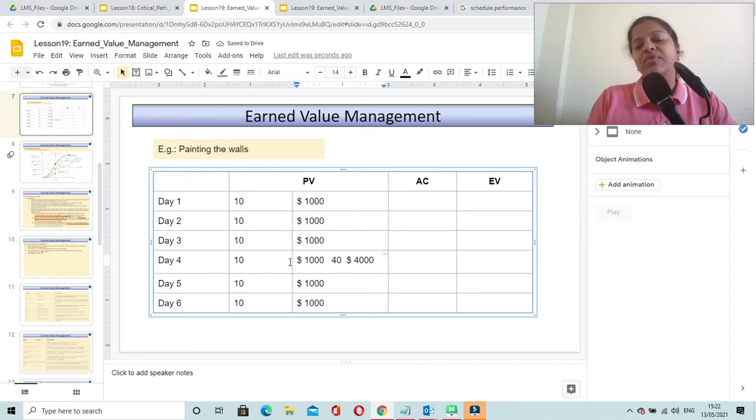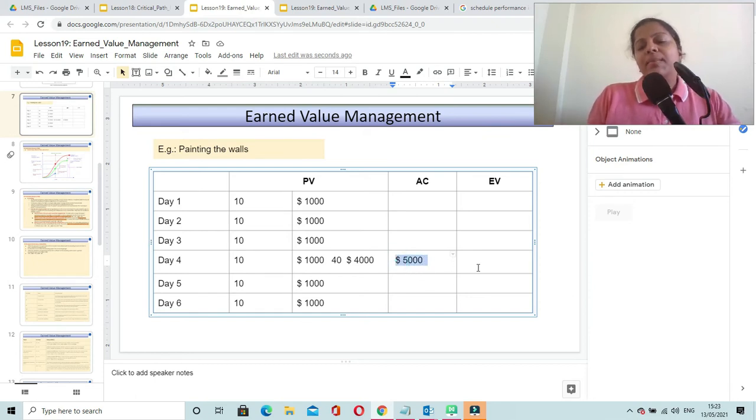So by end of day 4, you should have completed painting 40 walls, and the cost consumed for your project should not be more than $4,000; as per plan, it should be $4,000. But if your team is quite inefficient and is consuming more cost, and your team has consumed, say, $5,000, so this is the actual cost. Actual cost is the actual amount of money that you have spent on your project. So this is very straightforward.